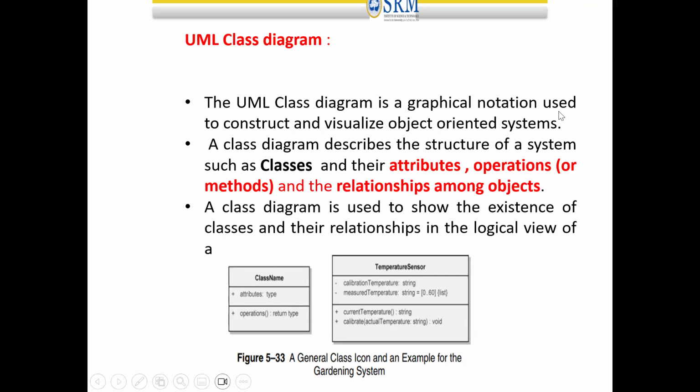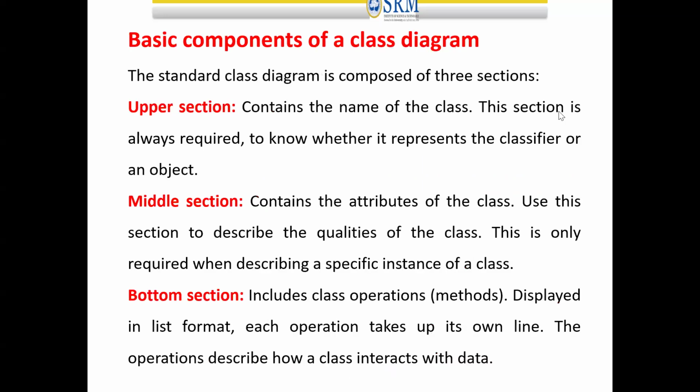The UML class diagram is a graphical notation used to construct and visualize object-oriented systems. A class diagram describes the structure of a system, such as classes and their attributes, operations, methods, and relationships among the objects. It is used to show the existence of classes and their relationships in the logical view. This is a typical class diagram. Here, the class name is temperature sensor, the attributes are calibration temperature and measured temperature, and the operations are current temperature and calibrate accurate temperature.